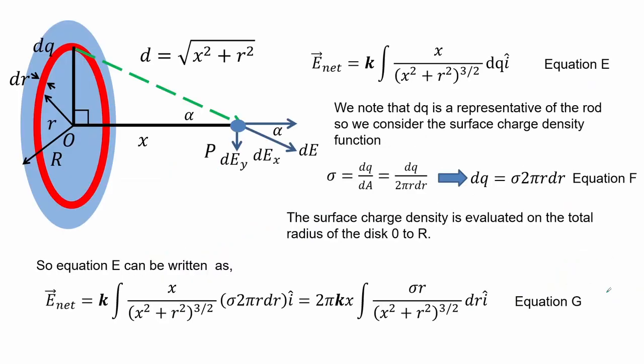We note that dq is representative of the disk, so we consider the surface charge density function as shown by equation F. The surface charge density is evaluated over the total radius of the disk, 0 to r. We also substitute the value of dq as a function of the surface density as shown by equation F. So equation E can be written as equation G.